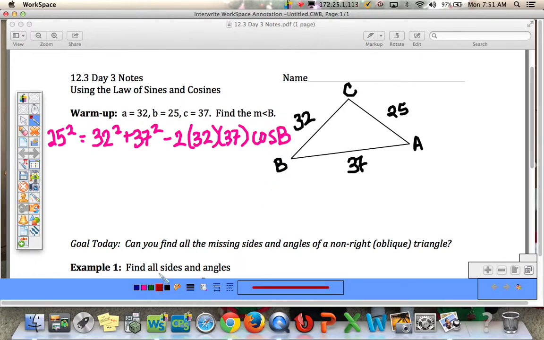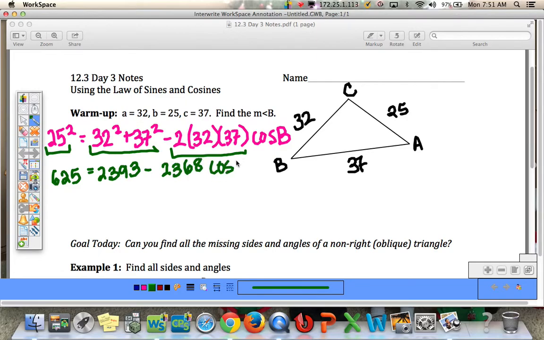So if you're solving for an angle using law of cosines, remember you want to find your three chunks here. So you'll calculate 25 squared, 32 squared plus 37 squared, and 2 times 32 times 37. So I got 625 equals 2,393 minus 2,368 cosine of B. Do not combine the 2,393 and the 2,368.